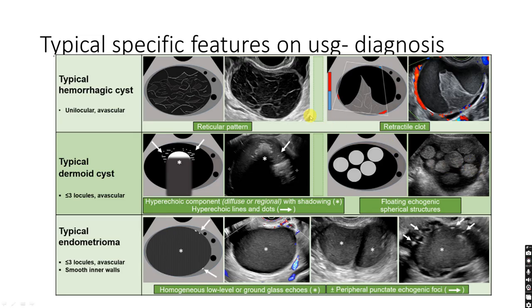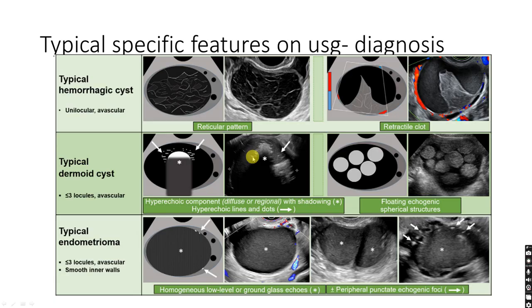Then we will see three common cystic lesions which can be diagnosed on ultrasound. These are hemorrhagic cyst, dermoid cyst, and endometrioma. Hemorrhagic cyst can appear as a cyst with internal thin multiple septi, which will give a reticular or fishnet appearance. Sometimes it will show a peripheral clot, it won't show any vascularity on color Doppler, and it will show sharp concave margins.